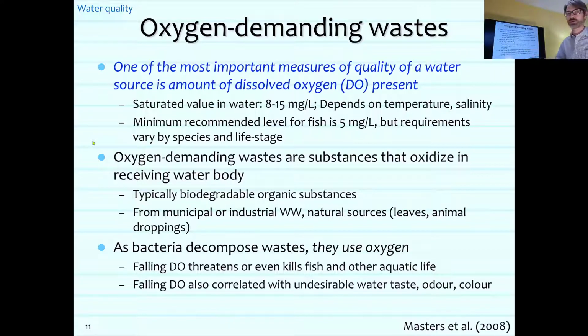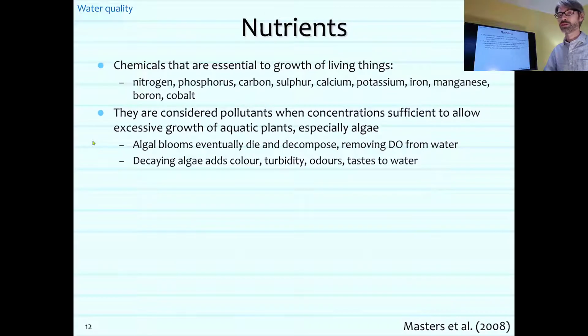We'll come back to this topic later on in a different video. And the falling dissolved oxygen is also correlated with undesirable water tastes, odors, and colors. Nutrients are chemicals that are essential to the growth of living things. They include nitrogen, phosphorus, carbon, sulfur, calcium, potassium, iron, manganese, boron, cobalt, and others. And they're considered pollutants when concentrations are sufficient to allow the excessive growth of aquatic plants, and particularly algae.